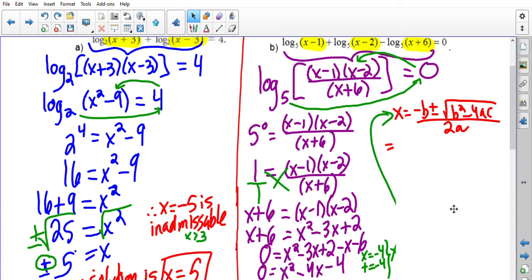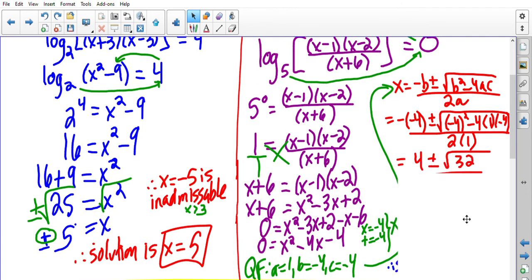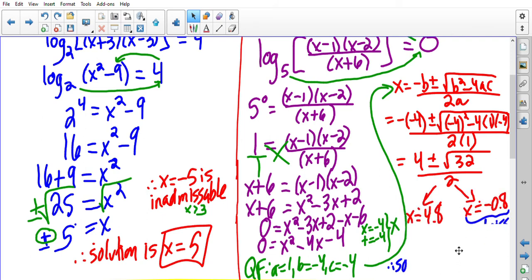All right, so let's plug it into our quadratic formula. We're going to get negative 4 plus or minus the square root of negative 4 squared minus 4 times 1 times negative 4, divided by 2 times 1. So we're left with 4 plus or minus root 32 divided by 2. Now we have to do our two cases. When you enter both into your calculator, the first answer you should get is approximately 4.8, and the second answer should be negative 0.8.